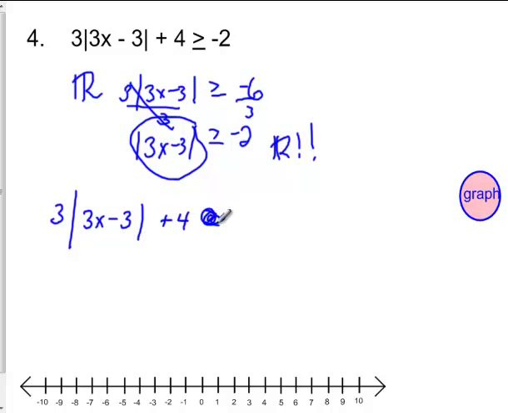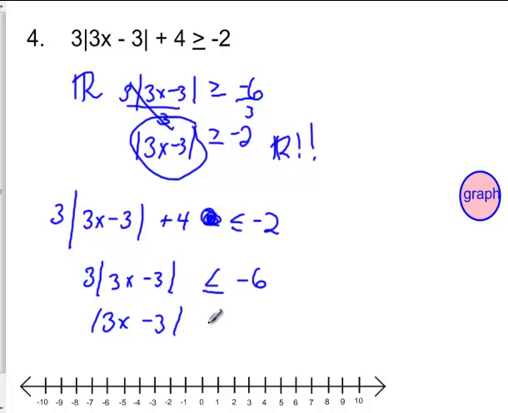How about if I change this and did this? Oops. So if I solve that, 3x minus 3 is less than or equal to negative 6. So where's 3x minus 3 less than or equal to negative 2? Where would absolute values be less than or equal to negative 2? Nowhere.